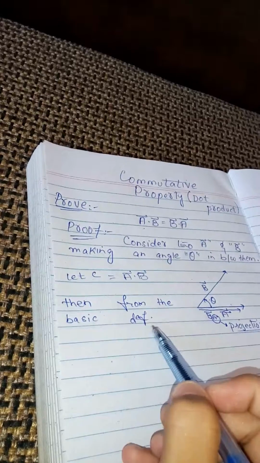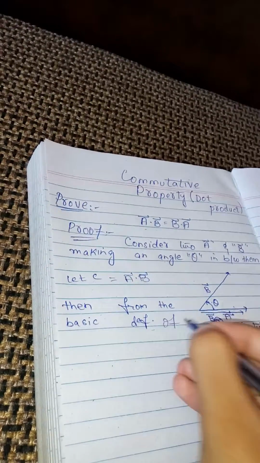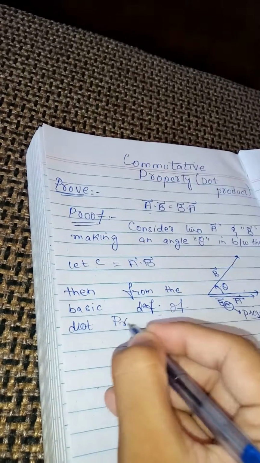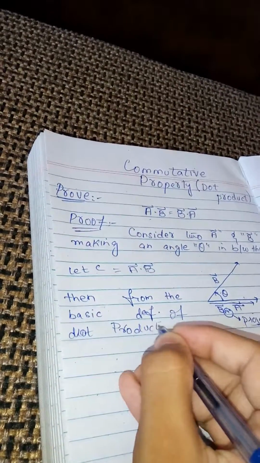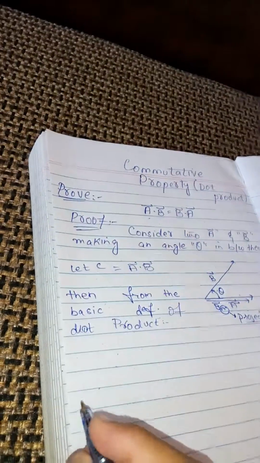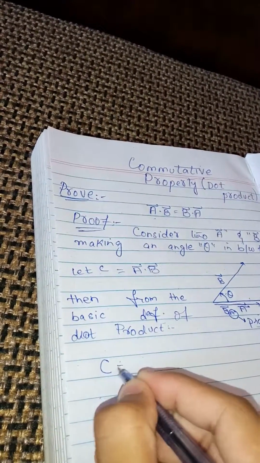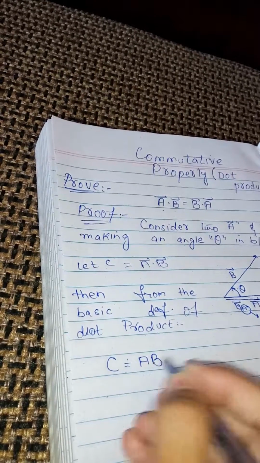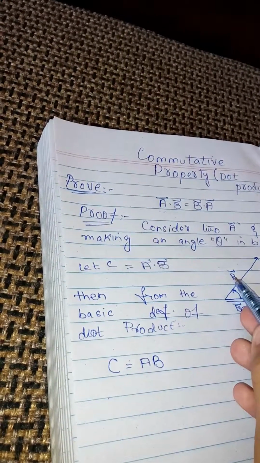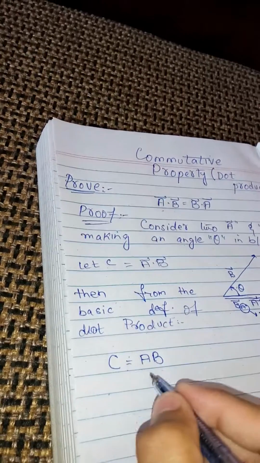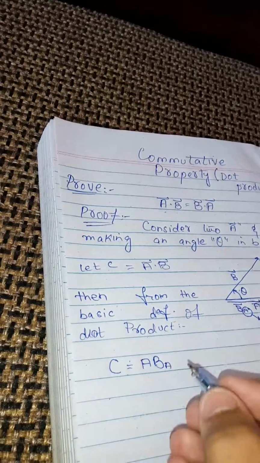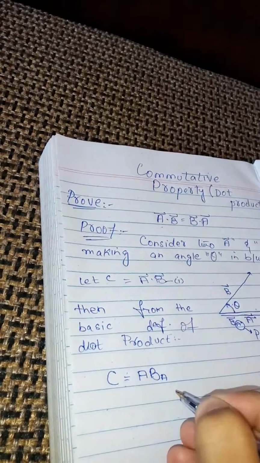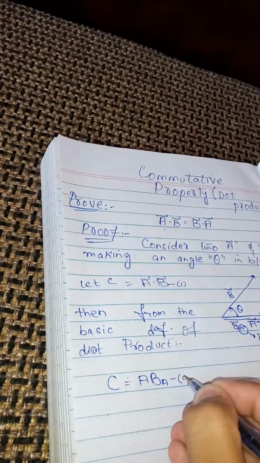Then from the basic definition of dot product, we can see that c is equal to the magnitude of a multiplied by the projection of b on a, that is, c is equal to a times b_a. Name this equation number 1, and this equation number a.